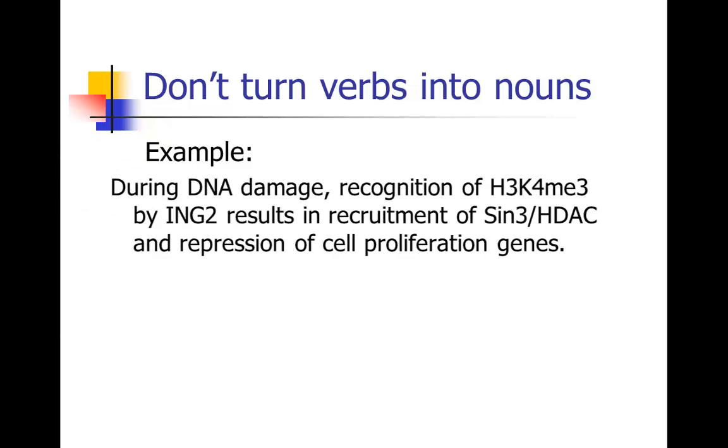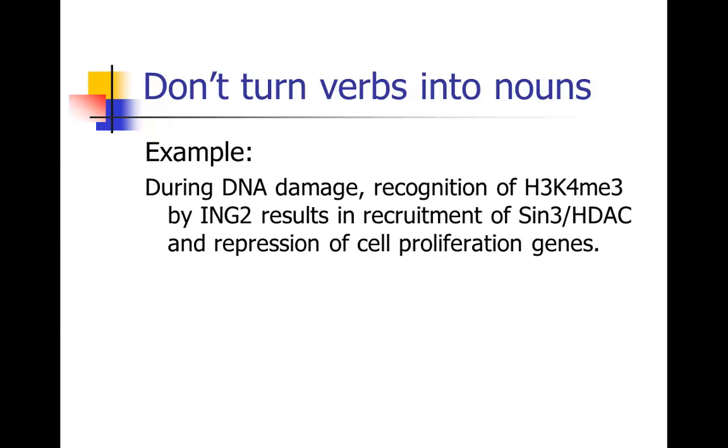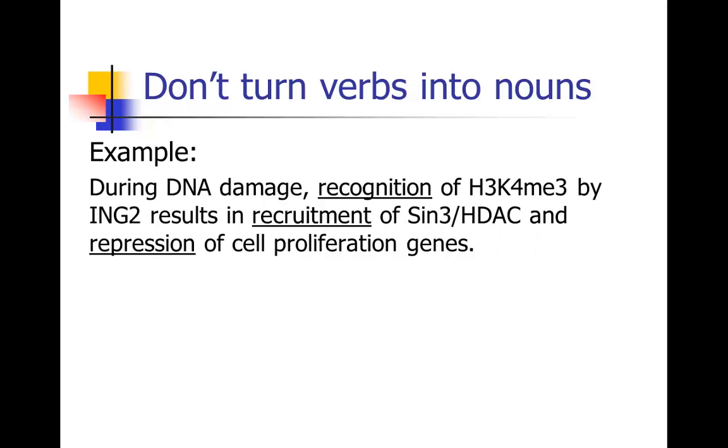So here's an example sentence. It says, during DNA damage, recognition of protein 1 by protein 2 results in recruitment of protein 3 and repression of cell proliferation genes. Notice that we have a lot of nouns in this sentence, right? We've got recognition, recruitment, and repression. Those are all nouns that could have been verbs: recognize, recruit, and repress. And we saw this also with a lot of the examples last week as well. So we want to go ahead and turn some of those nouns back into verbs.